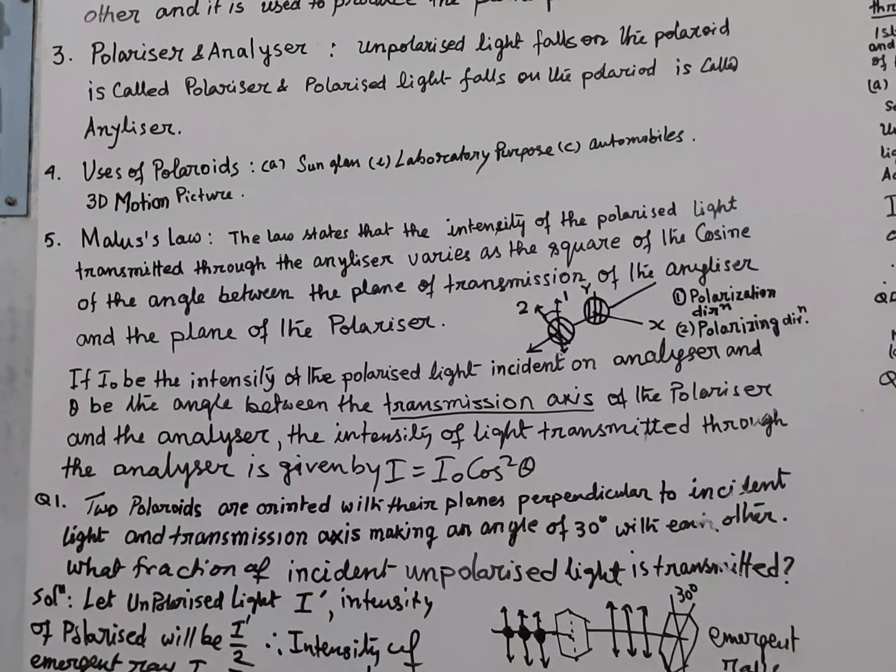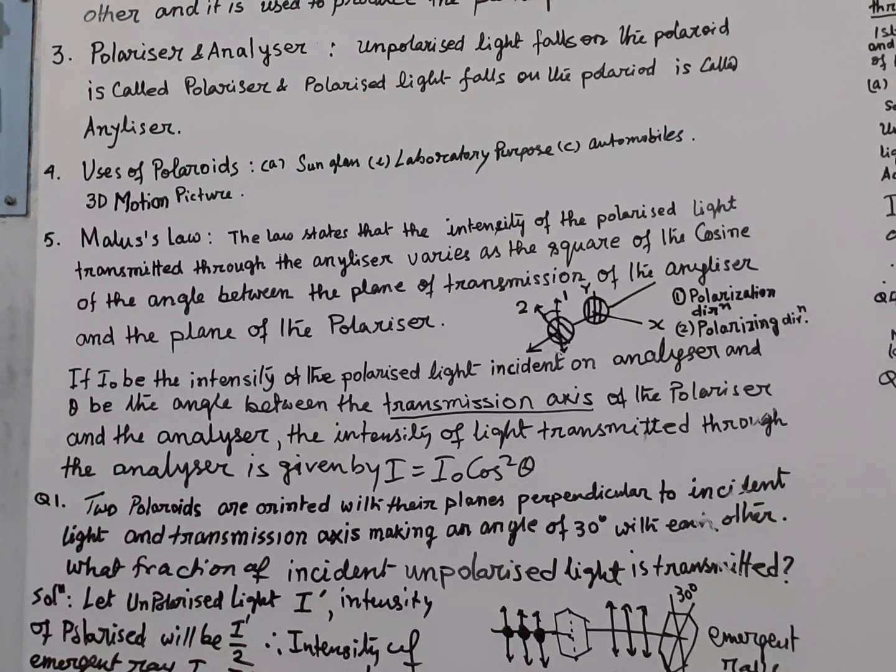A diagram has been given here. You can see that the polarizer is placed so that its optic axis is along the y axis and the x axis is perpendicular to that. Now, once unpolarized light passes through this Polaroid, its intensity will become half.